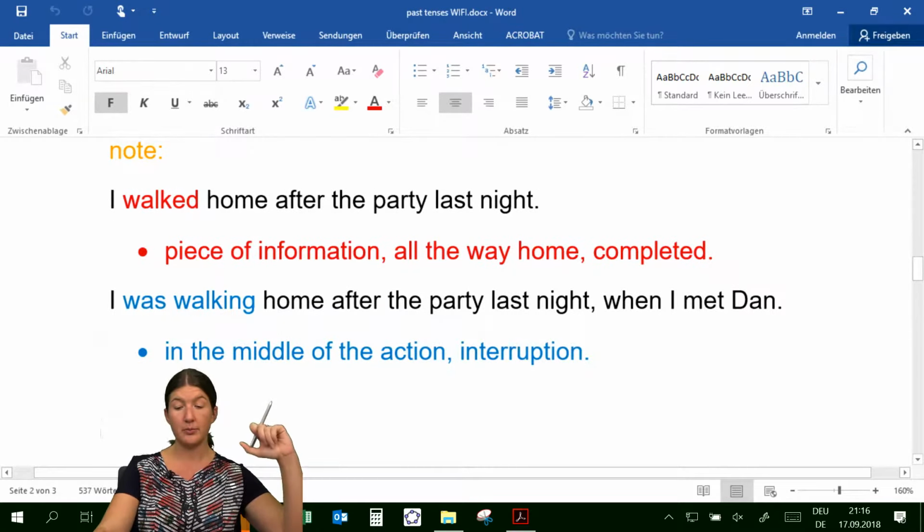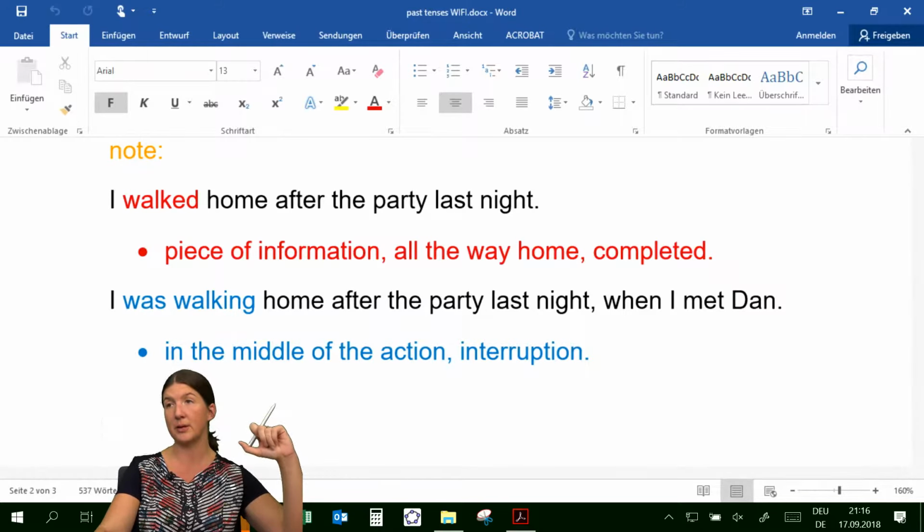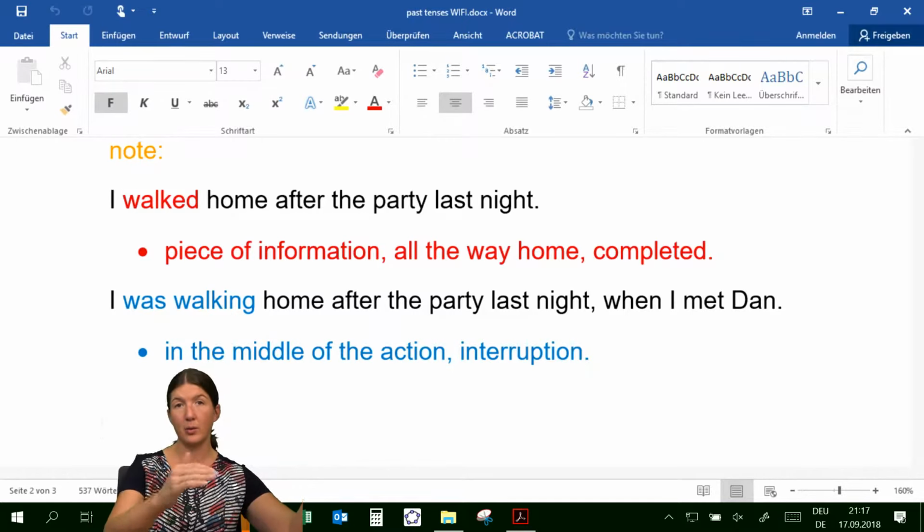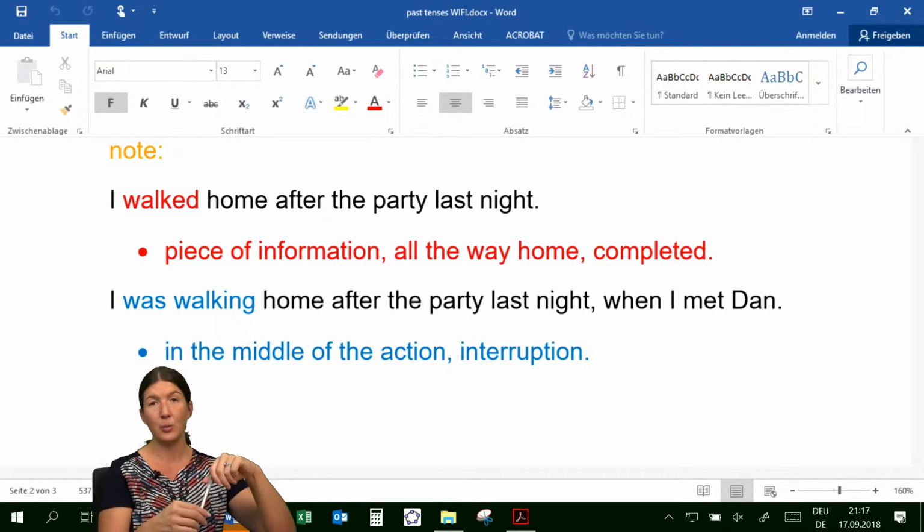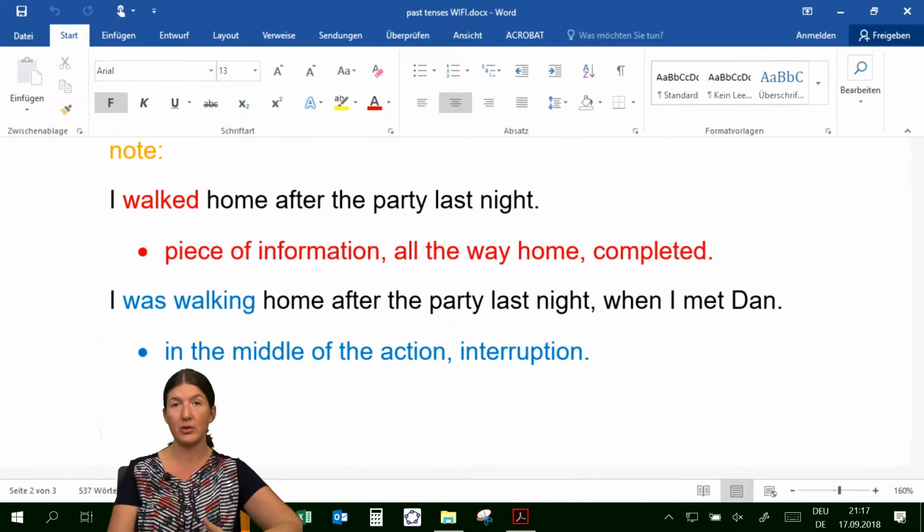I was walking home after the party last night is then highly likely followed by some kind of subordinate clause, something interrupting the action, the walking home, because you emphasized that it was a longer period of time. That was interrupted by something else, by the actual event. So in this sentence, the when I met Dan would be the most important piece of information. That's what you want to say, because it was a highly unlikely encounter in the middle of the night on your way home. You normally don't meet him there, but then you were walking home last night and then you met him.